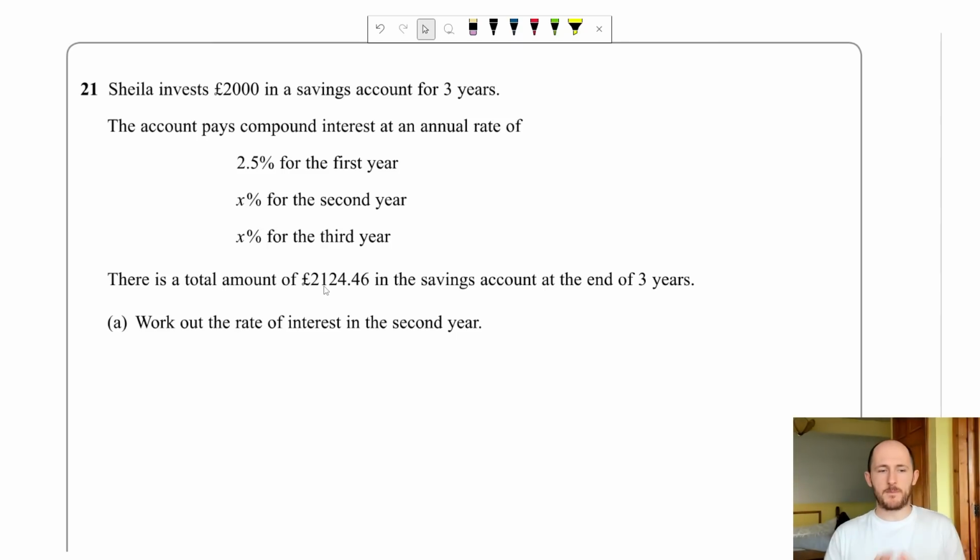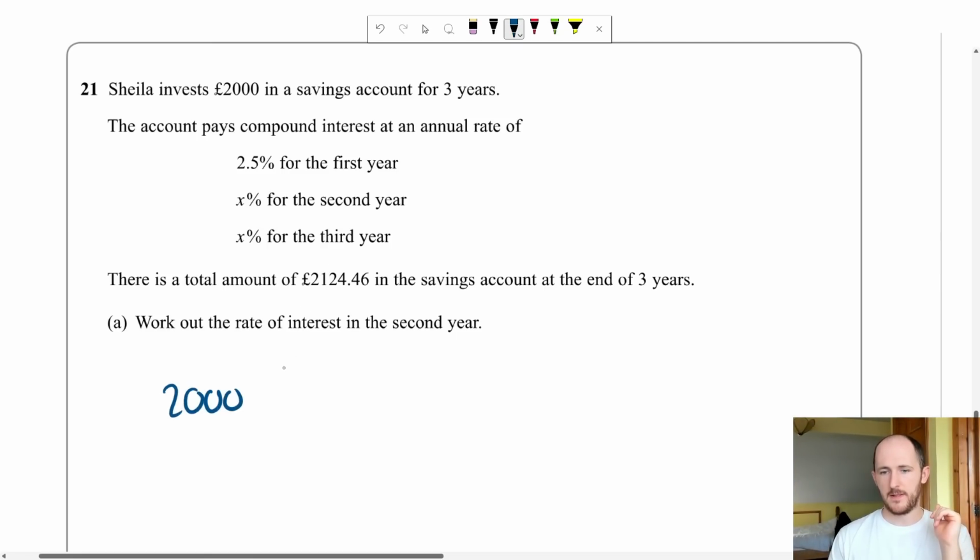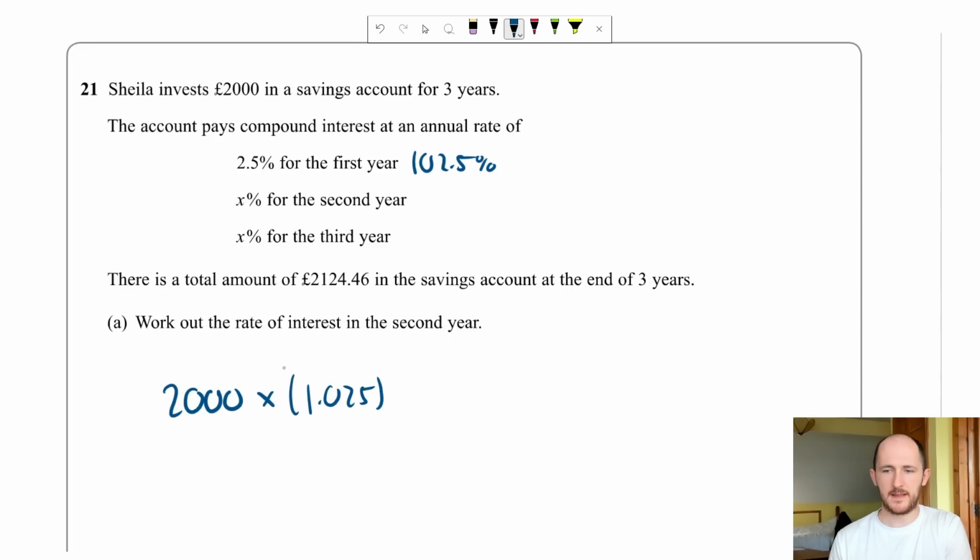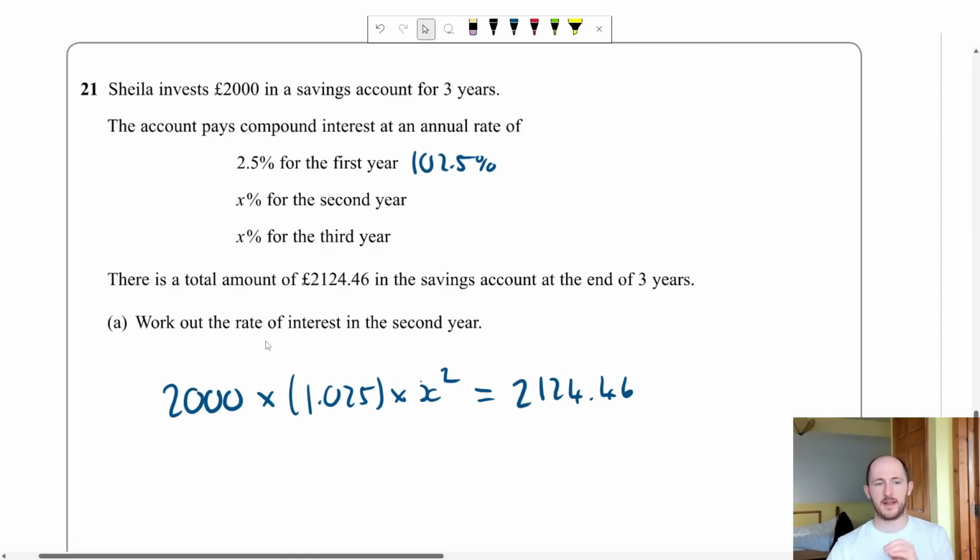So the compound interest formula is the original amount, which is £2,000. Then you times by the percentage to the power of however long they're in there for. So for this one, it'd be 102.5%, which you can say is 1.025 if you want. That's just for 1 year. But then we're going to times it by x squared because there's 2 years, right? So it's x% for 2 years, which equals 2124.46.